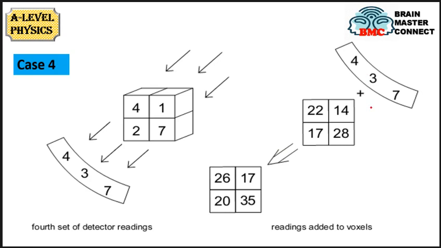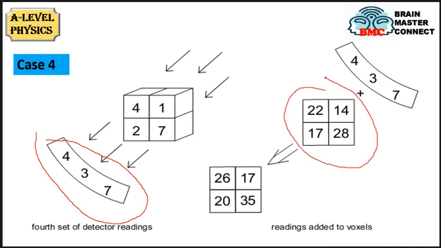So if I add it up together, I'm combining this with the last Voxels I had before now. So what I'll be having is 4 plus 22, which is 26. 8 plus 14, that's 17. 8 plus 17, that's 20. Then 7 plus this gives me 35.